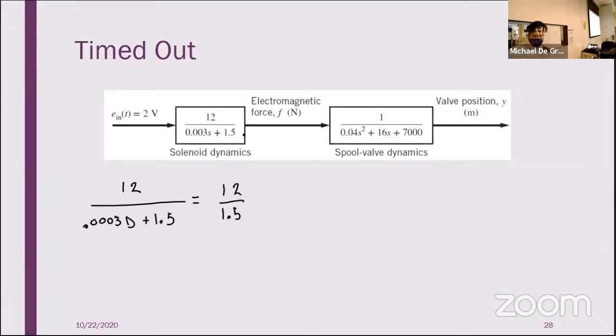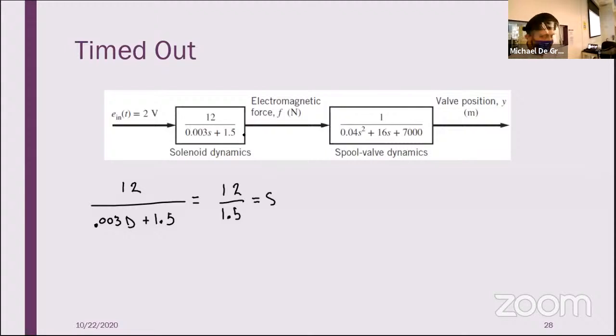0.003 times 0 gives me 0. So I just get this, right? And then this, if you did it out, turns into S, right? Yeah, I have an extra 0. It should be 0.0. It doesn't matter. It's 0.